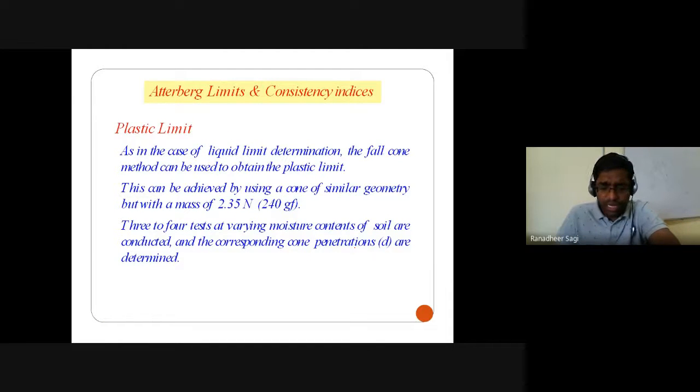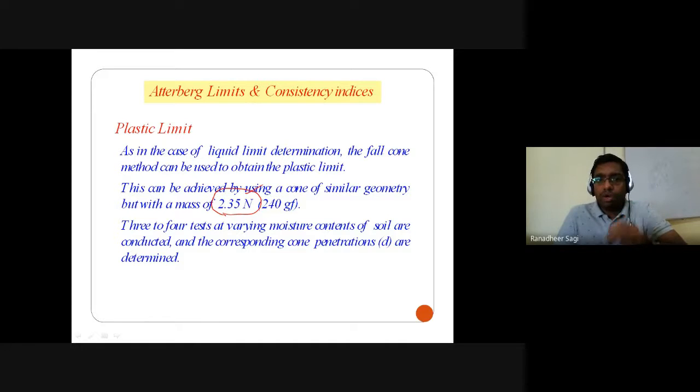And apart from the approach we have seen now for determining the plastic limit, there is another method, which is once again by making use of the falling cone method, with which you can still determine the plastic limit value of the soil. But earlier the weight of the cone that was used was different, and here the weight of the cone we are going to use in the test is going to be different. Apart from that, the complete test procedure, everything we are going to do, is going to be the same. Okay, so here the weight of the cone we are going to use is 2.35 newtons.